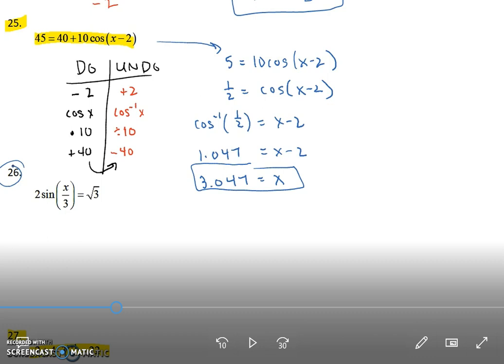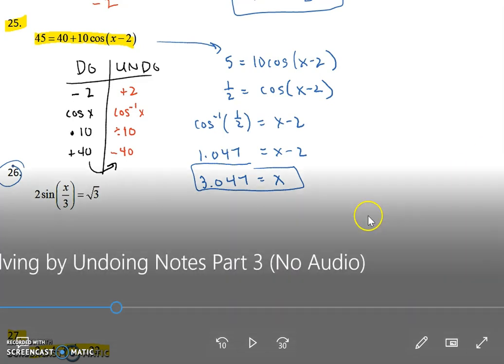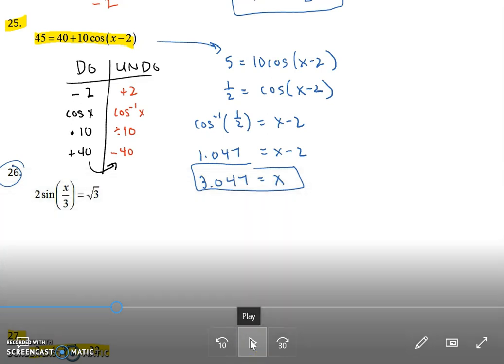I'm not going to go through all the work here for all of these, but I'm going to write down the answer. You can check your work. So go ahead and hit pause now. You hit pause, right? Do it. Hit pause.